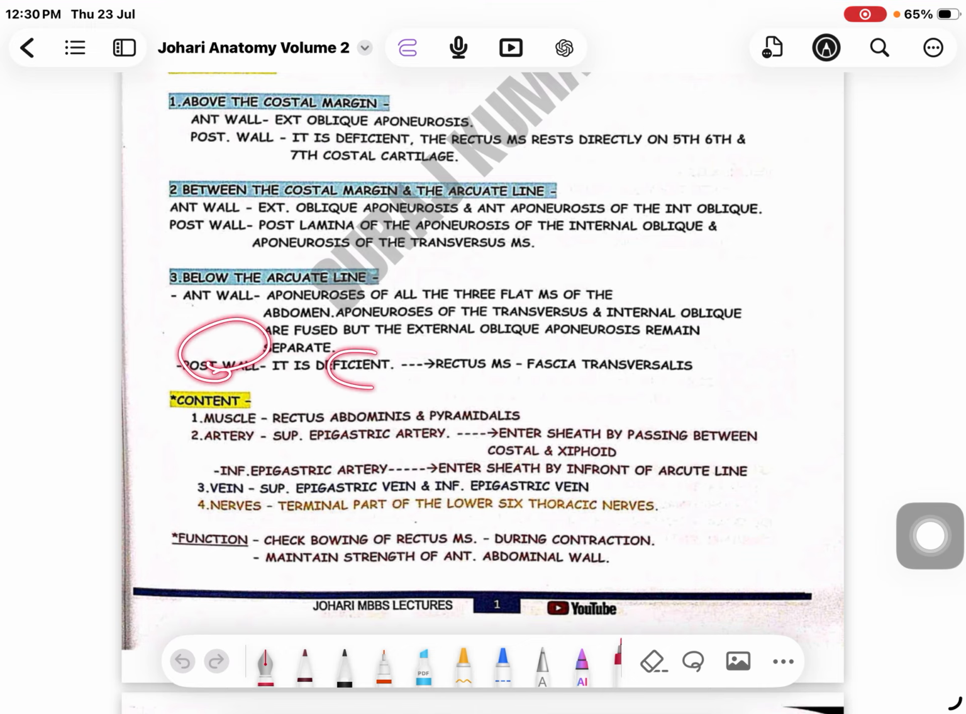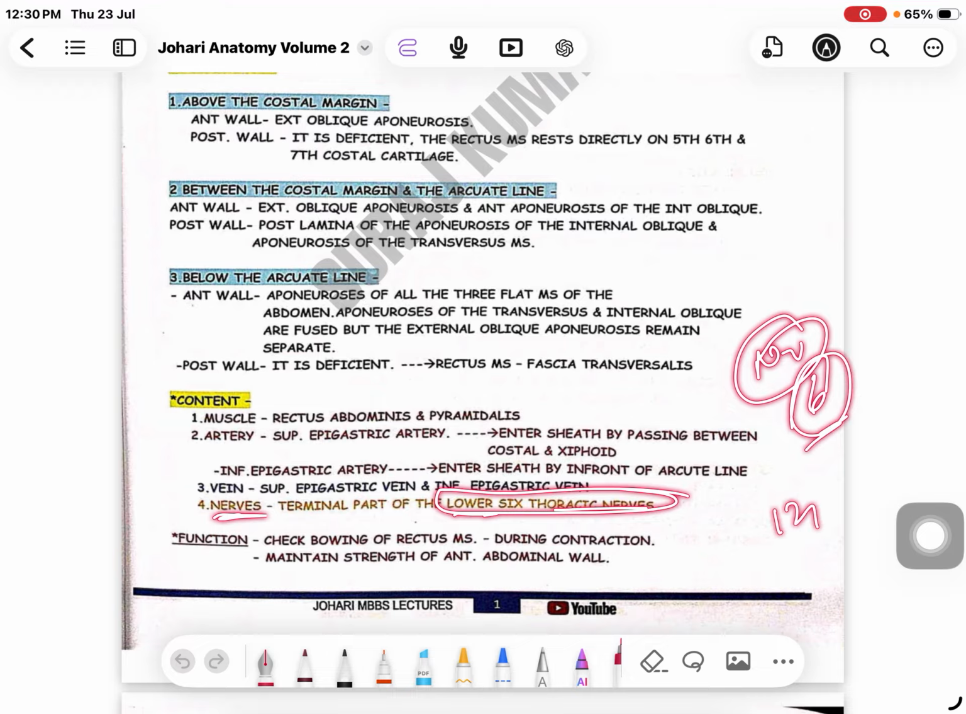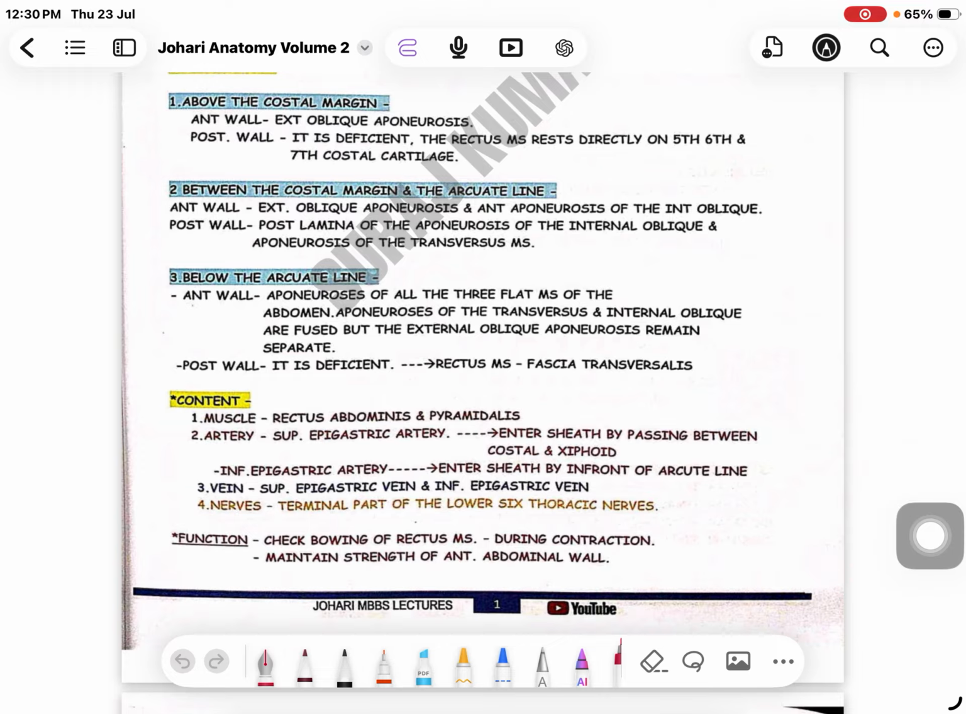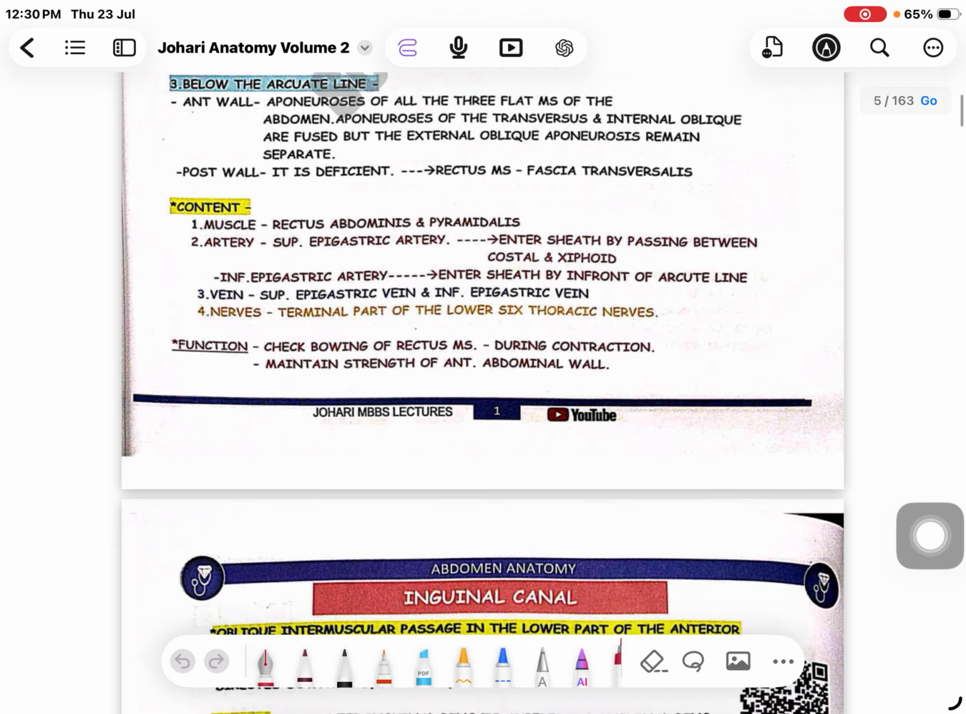And the posterior wall is deficient, with the rectus muscle lying on the fascia transversalis. We have seen the contents: 2 muscles, 2 arteries, 2 veins, 2 nerves. The nerves are the terminal parts of the lower 6 thoracic nerves. Don't forget this: the lower 6 thoracic nerves are 12, 11, 10, 9, 8 and 7. So from 7 to 12, the thoracic nerves are all part of this, and the function we have seen.